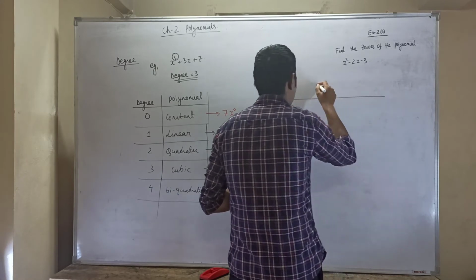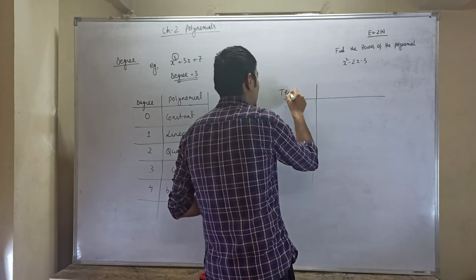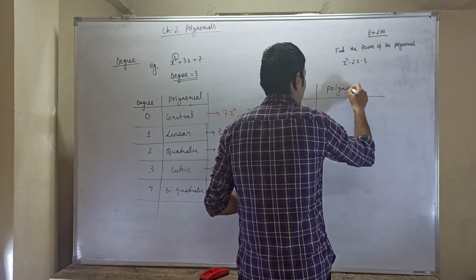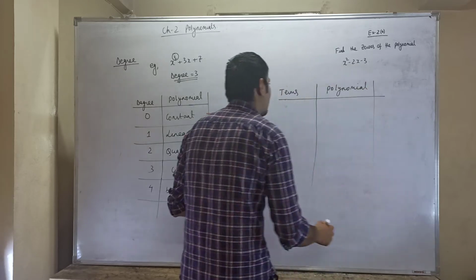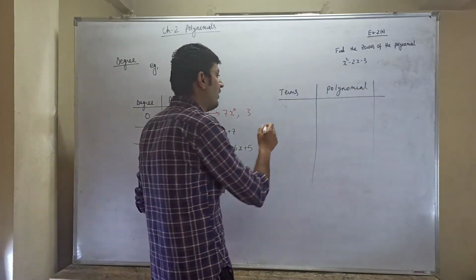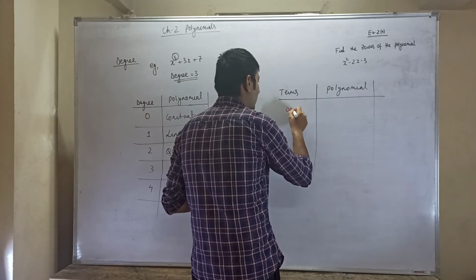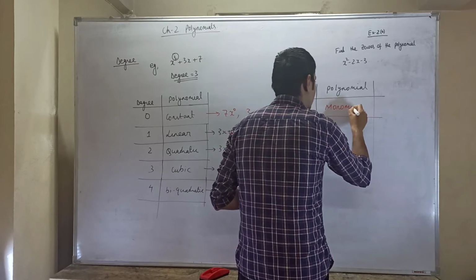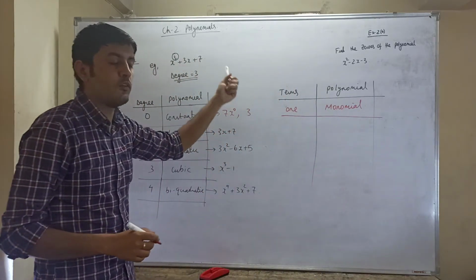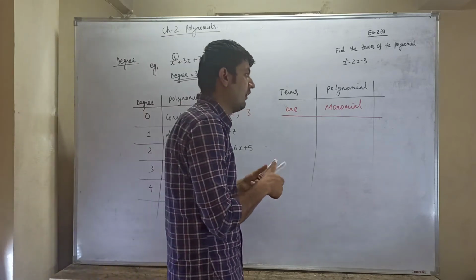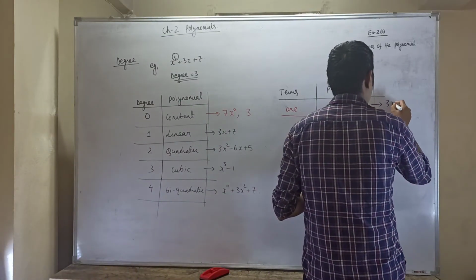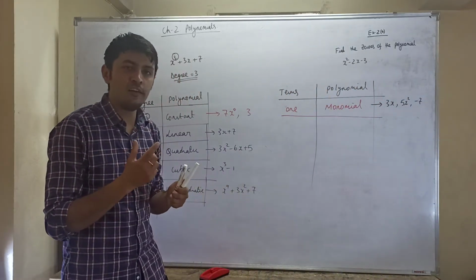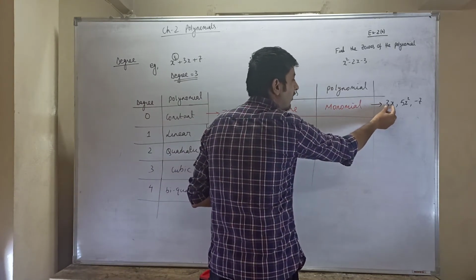Again, here the terms are given. How to name the polynomial according to your terms. So let us see. Suppose the number of terms is 1. Then it is called your monomial. It is called your monomial when there is only one term. Example, you can take 3x, 5x square minus 7, like this. There is only one term, and it is called your monomial.